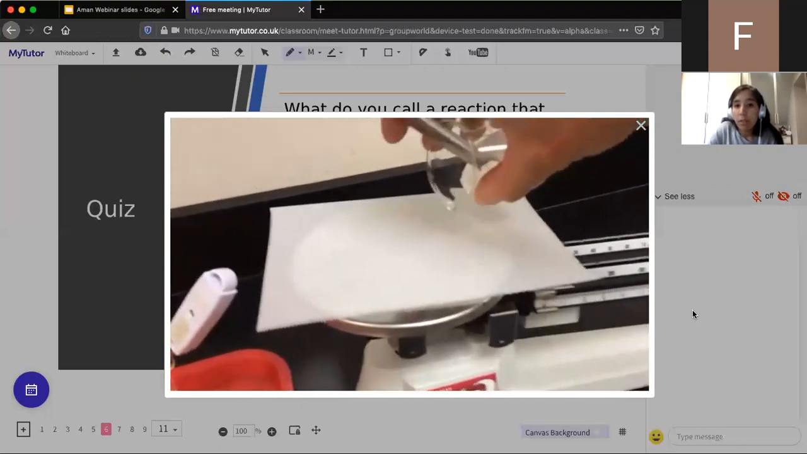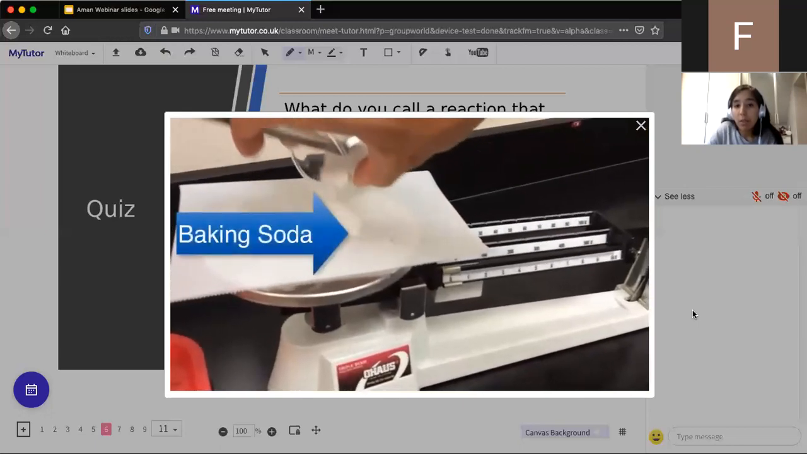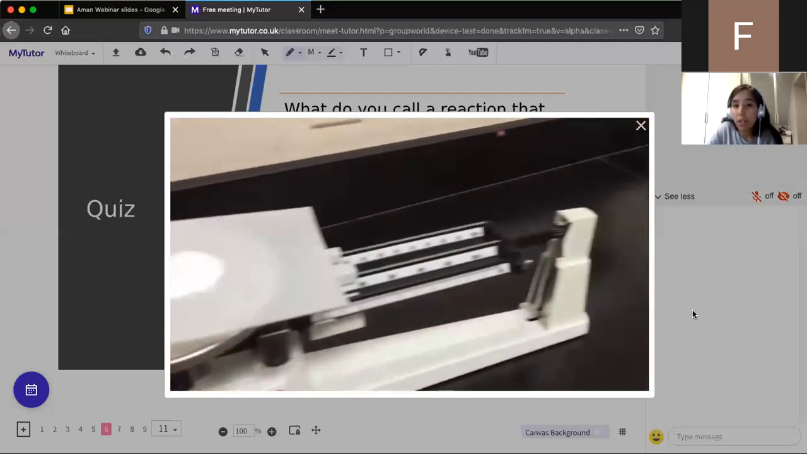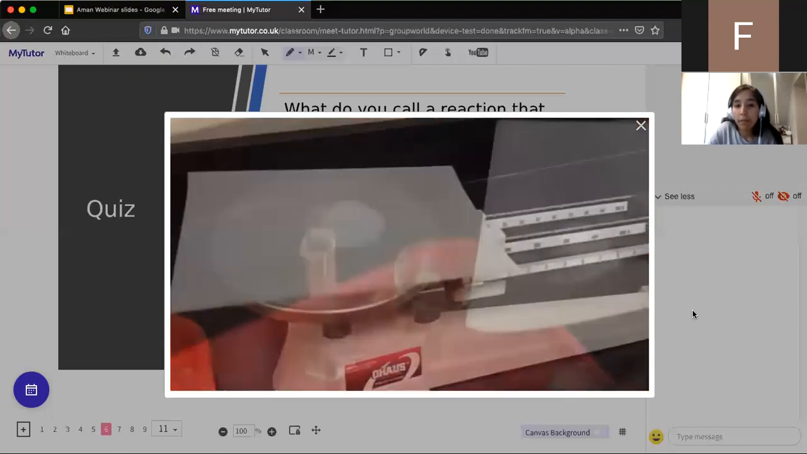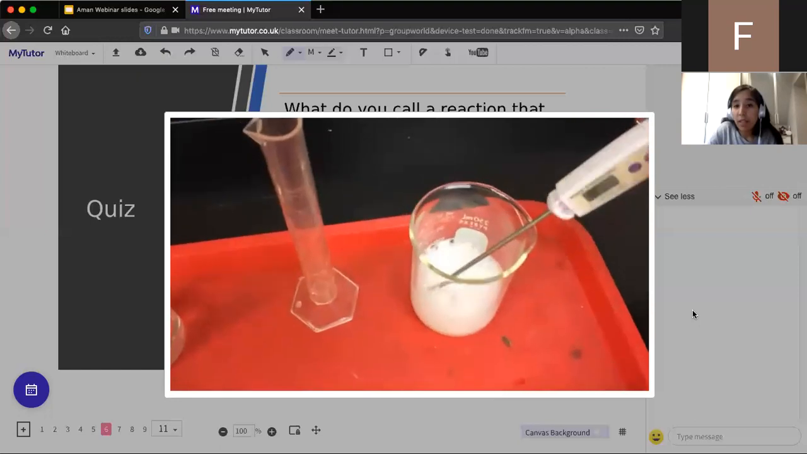So now we're just measuring out the second reactant. It's baking soda, so I'm sure some of you might have done this at school. Baking soda and vinegar tends to be quite a violent reaction. Okay, so we're adding it now. You see that nice effervescence. Remember, that means bubbling.